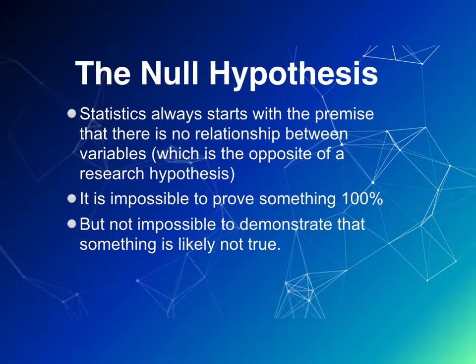In other words, in statistics, it's impossible to prove that something is 100% accurate or true or probable, but it is not impossible to demonstrate that something is likely to be not true. Note the term likely there.